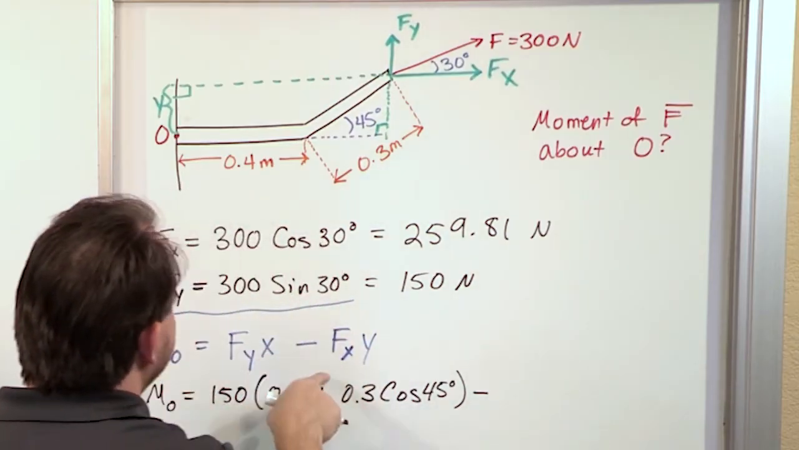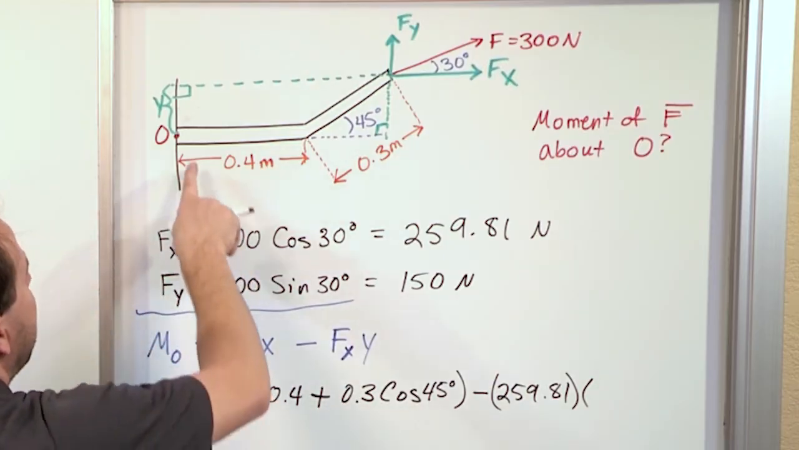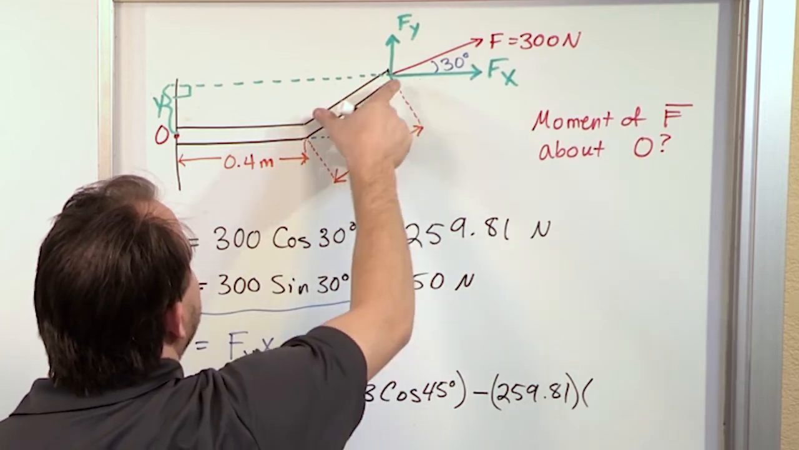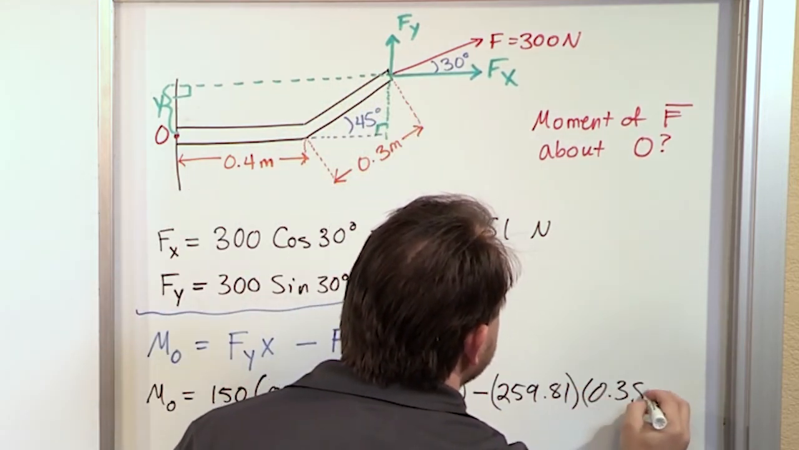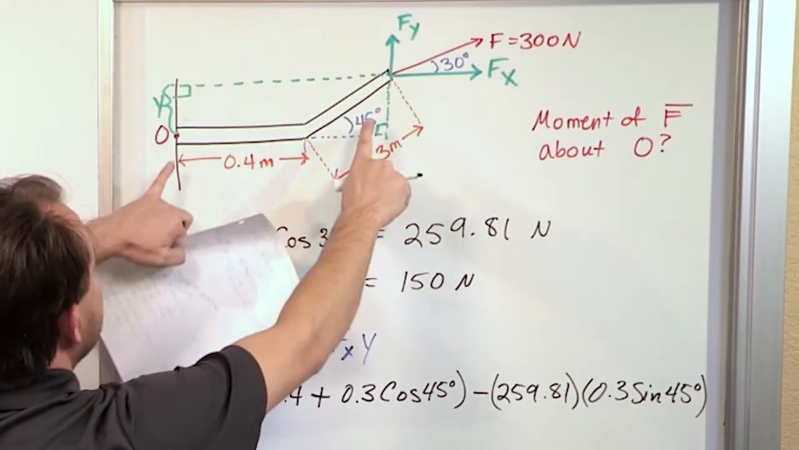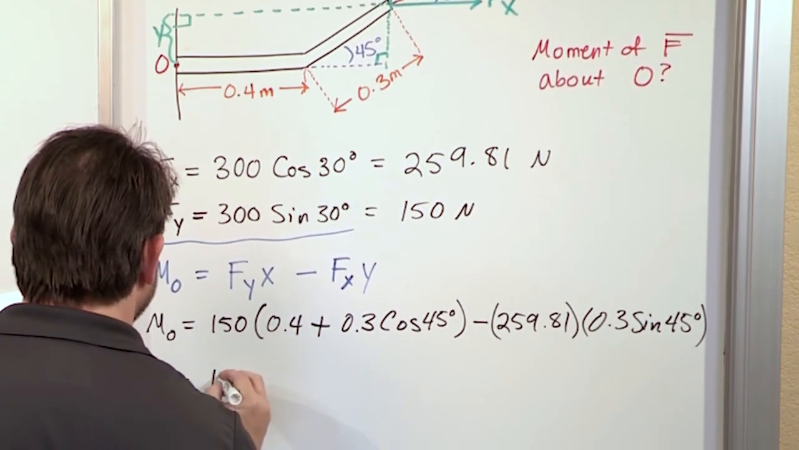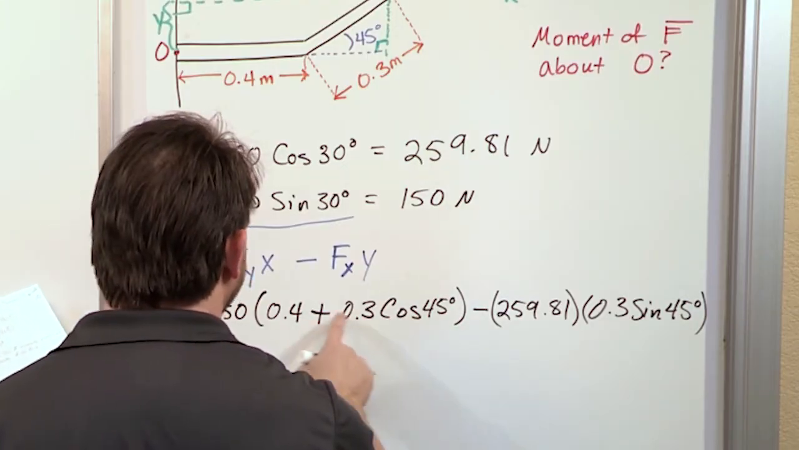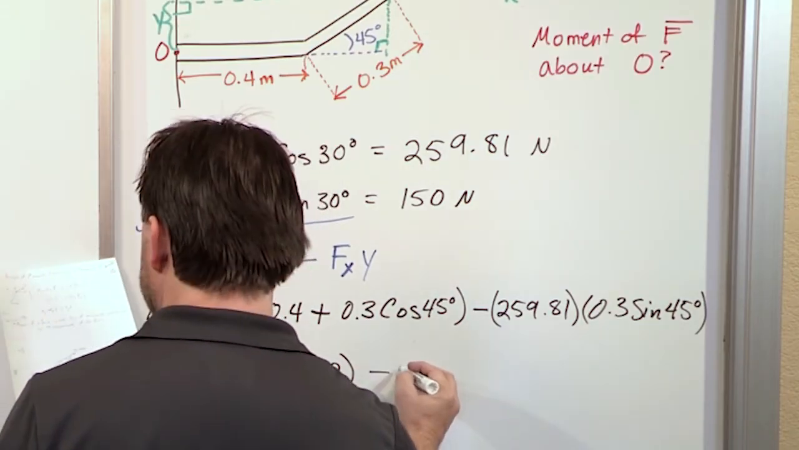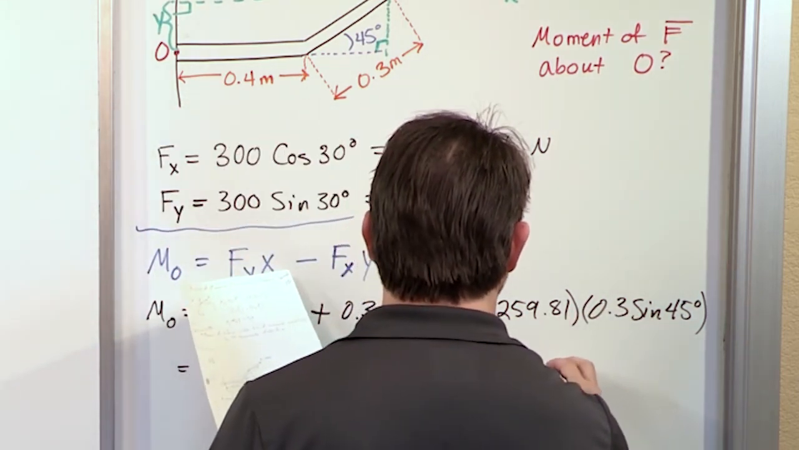And then what we want to do now is figure out this distance here. So we have f sub x, which is 259.81. Then we need to figure out what y is, because that's the only distance we care about. To get this distance, it's 0.3 times the sine of 45 degrees. So we've got 150 times, on the inside, 0.3 times cosine 45 plus 0.4, which is 0.612, minus 259.81 times 0.3 sine 45, which is 0.212.